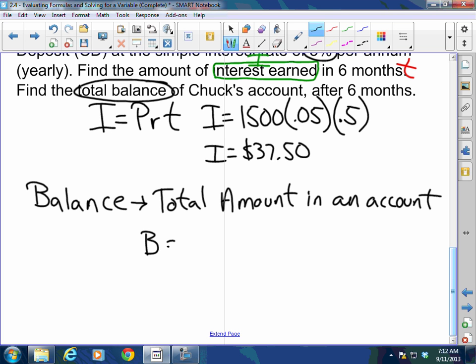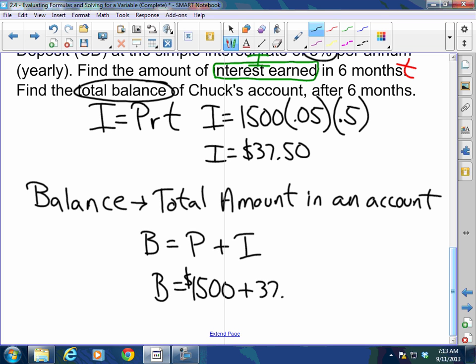And the balance is going to equal the principal, what you started with, plus the interest that you have earned. So in this particular case, Chuck's balance equals the $1,500 plus the interest of $37.50. So his total balance is going to be $1,537.50.